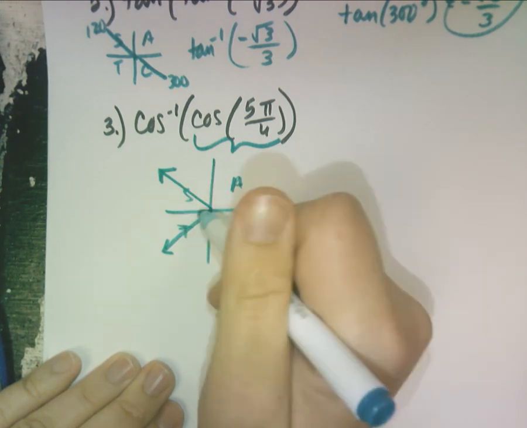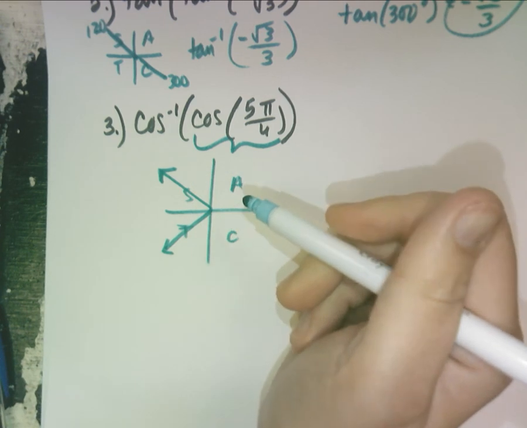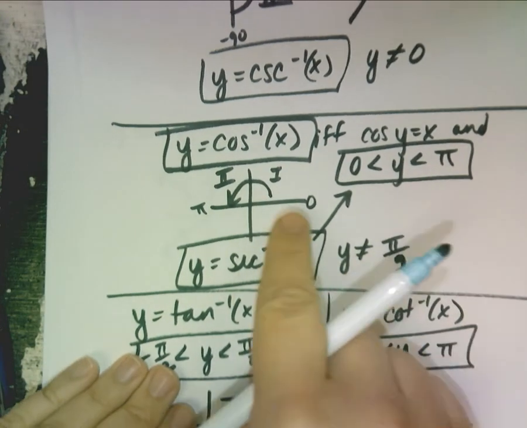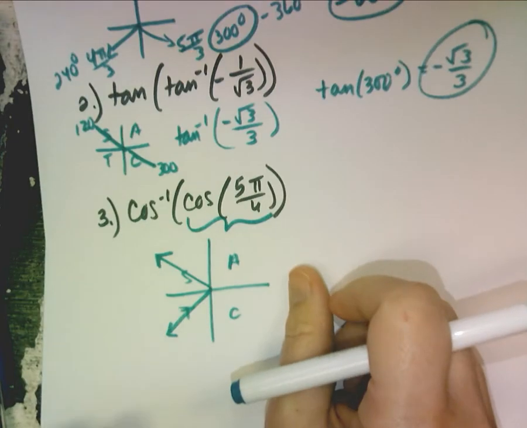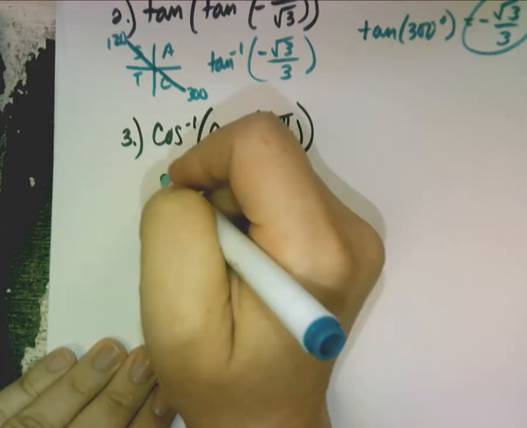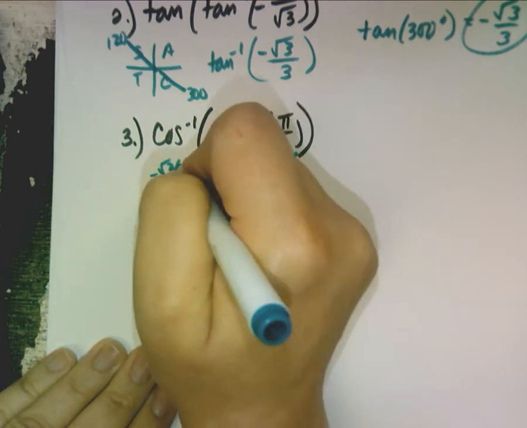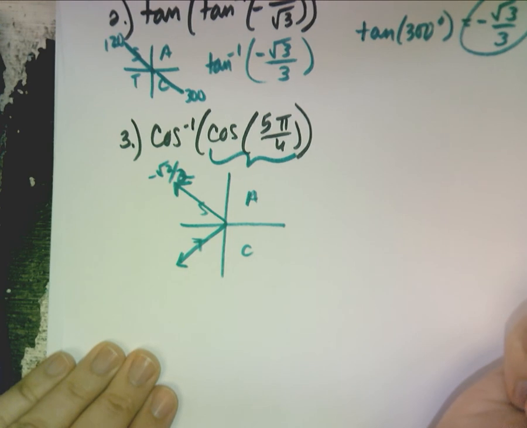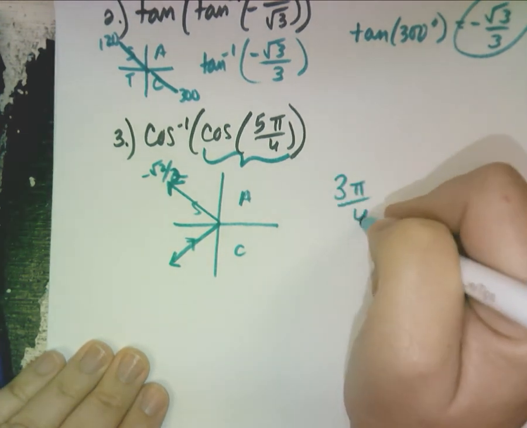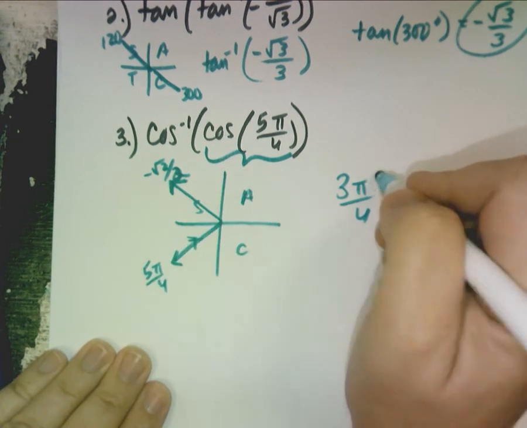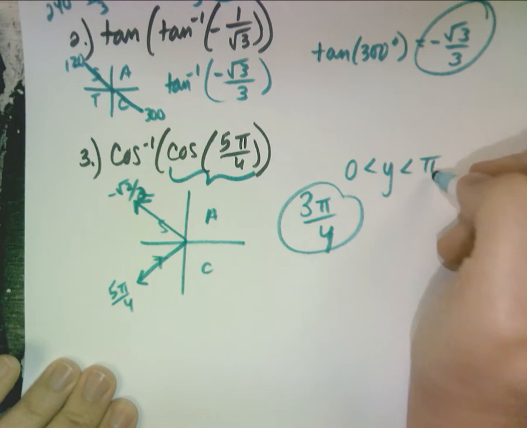Do I want to look at this one? No. Why don't I want to look at this one? Because I already kind of gave you a little cheat sheet here. I only want to look at quadrant 1 and 2 for cosine, inverse cosine. So I'm going to look at this one, which happens to be negative root 2 over 2. But what's its angle? 135. 135, which is 3 pi over 4. So the answer is actually 3 pi over 4 and not the 5 pi over 4. Okay? And 3 pi over 4 is between 0 and pi.